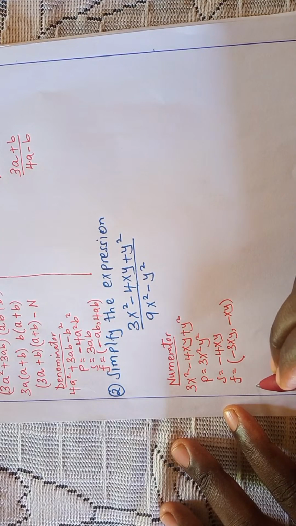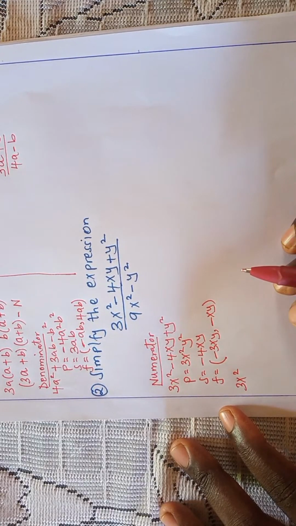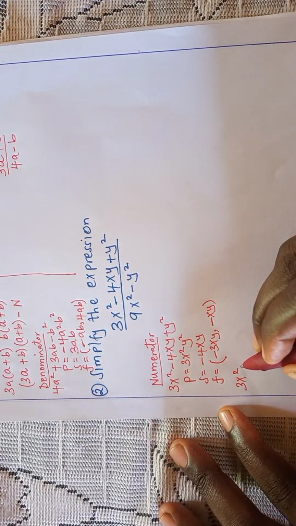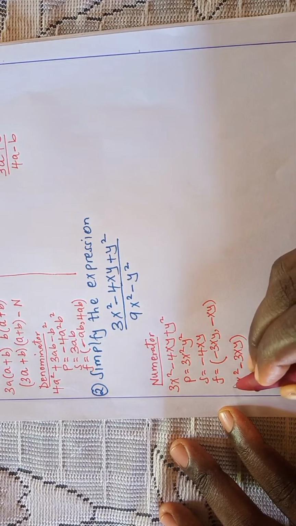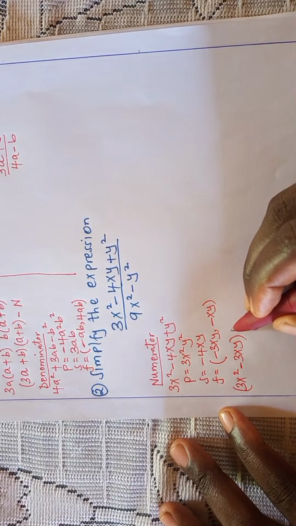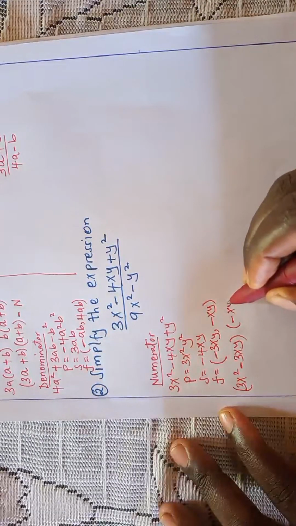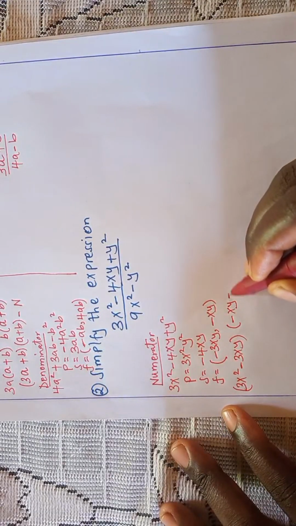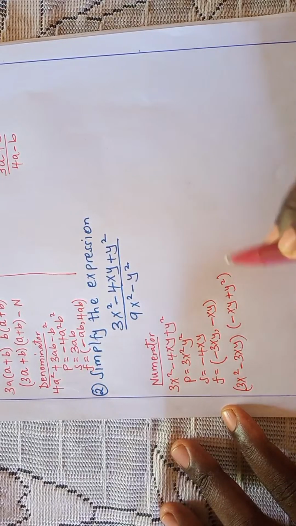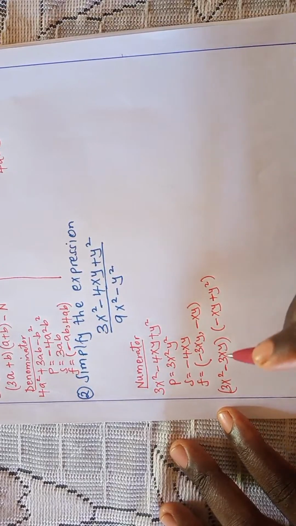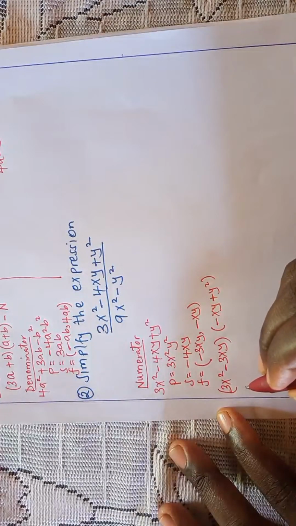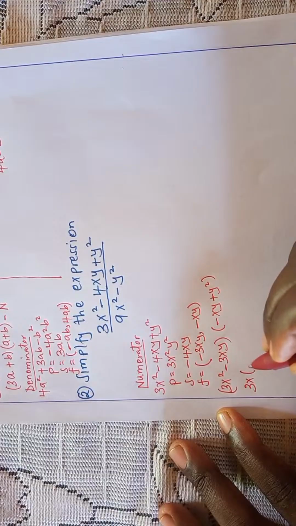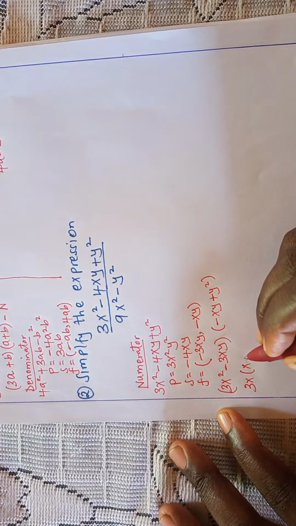Let us proceed. We have 3x squared. In this case, 3x squared, we want to take away 3xy. We do like this. Then we proceed to negative xy. We add y squared. Let us find the common factor in the first bracket. It is going to be 3x. If you multiply by x, it will give you 3x squared.